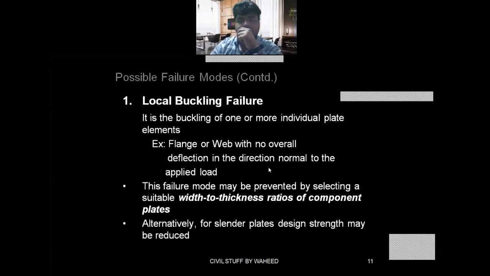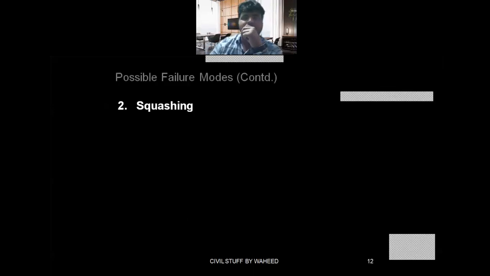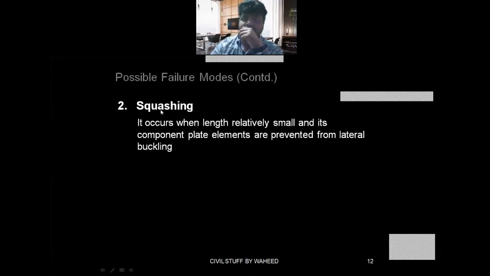Okay. Next, alternatively, for slender plates, design strength may be reduced. Means FCD values like that. What is the FCD value, we will come across in the next class. Next, squashing. Now, what is this squashing?